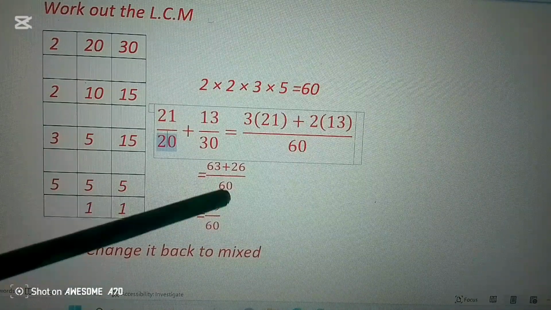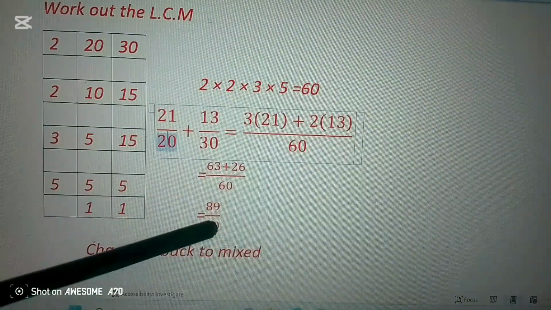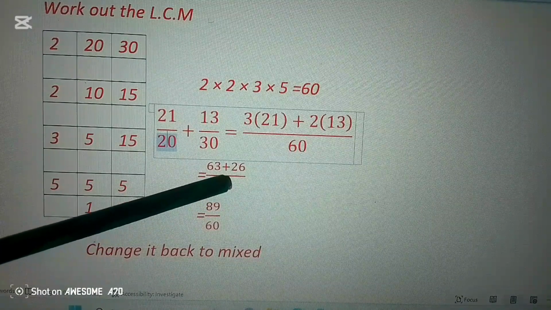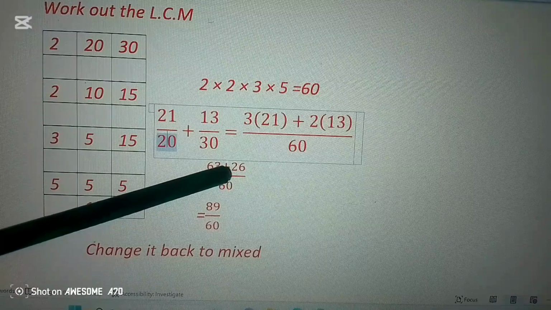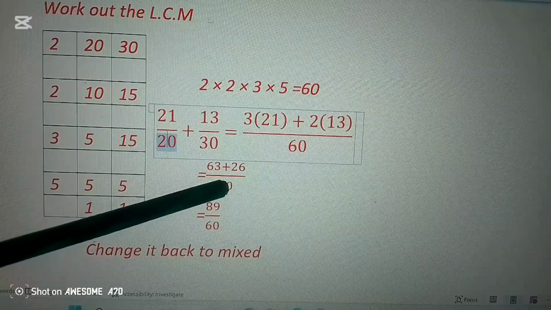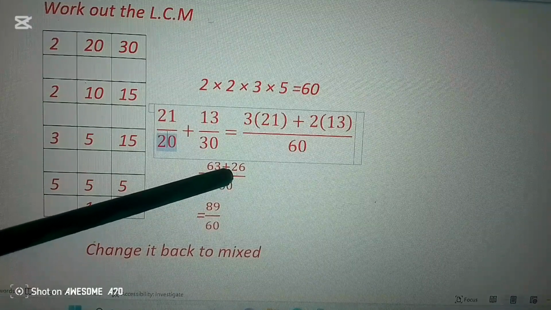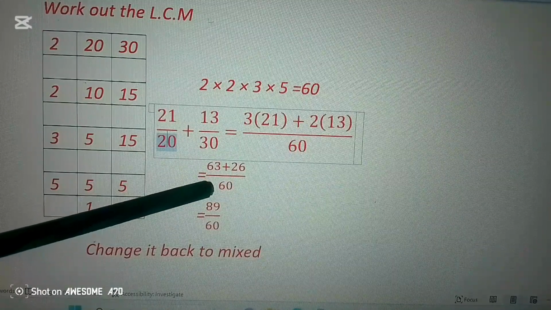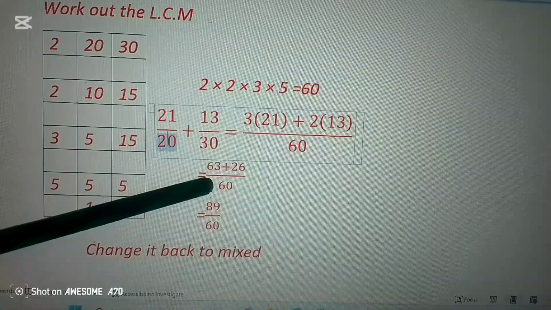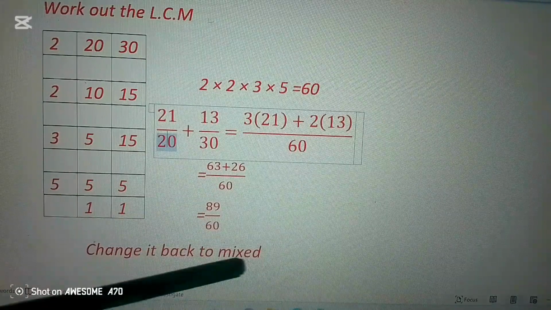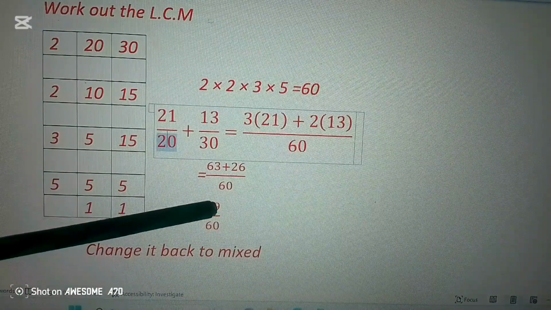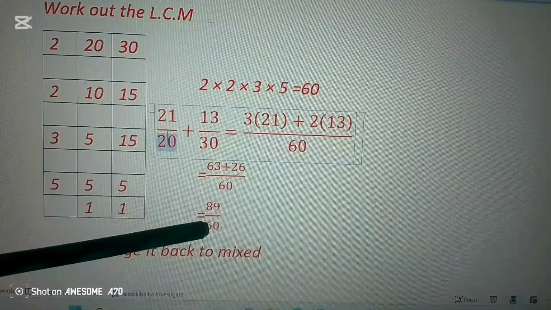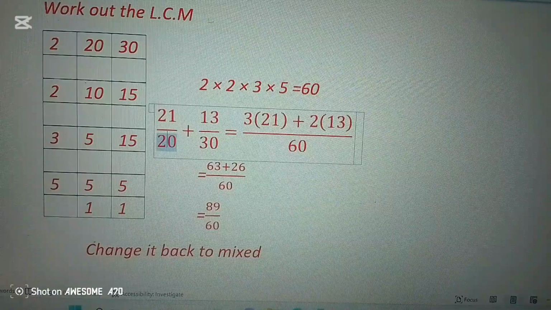63 plus 26. 6 plus 3 is 9, and 6 plus 2 is 8. So we are having 89. So 63 plus 26 is 89 over 60.